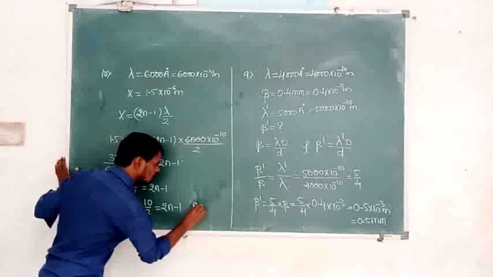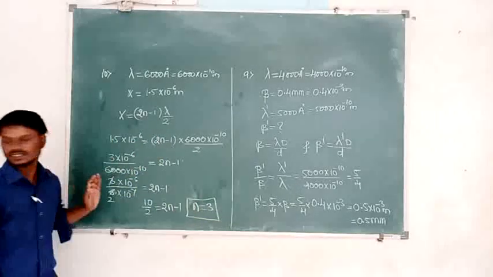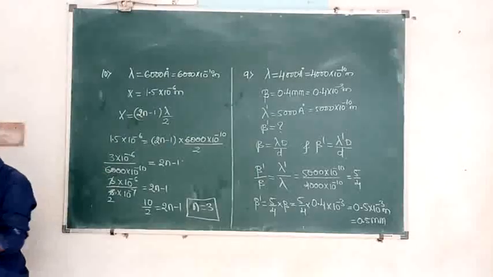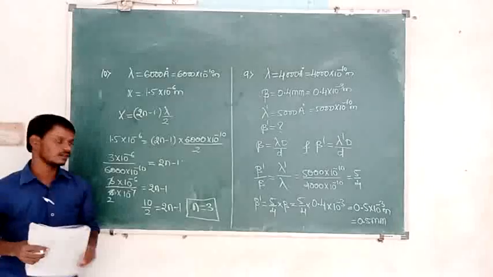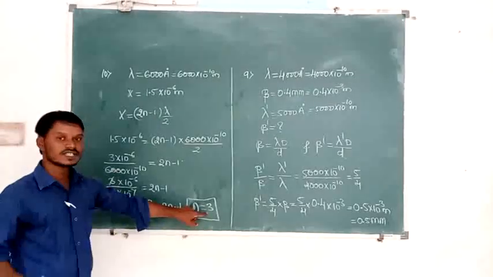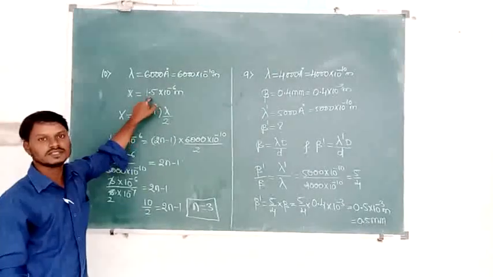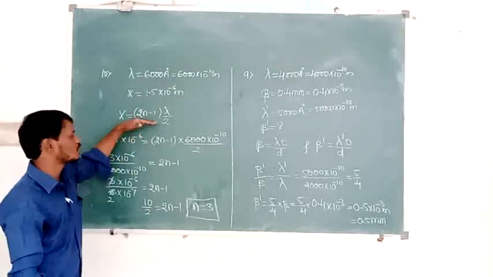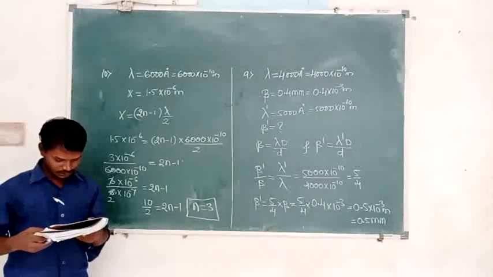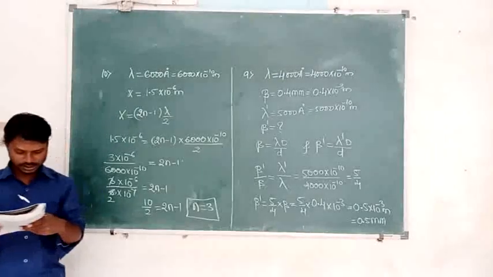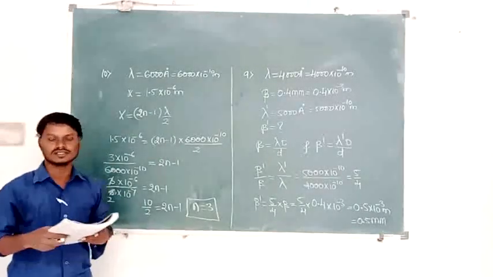What is the answer here? n equal to 3. So which fringe is there? Which option is there? Third dark band occurs. Third, because n is 3. How can we say it is a dark? Because the path difference is in fraction. So if it is in fraction, now we are going to use this formula. Okay. Next. Some other questions are there. You will solve them, I think, because already we solved such questions.